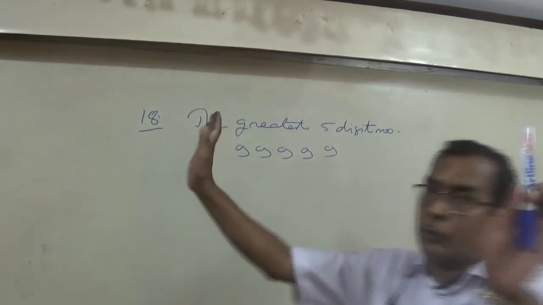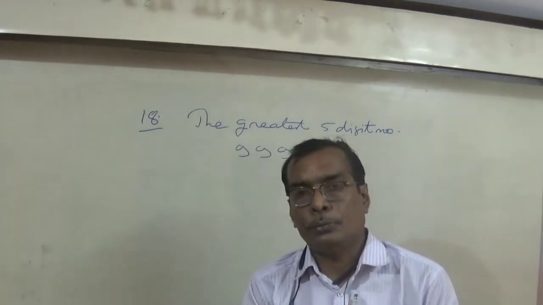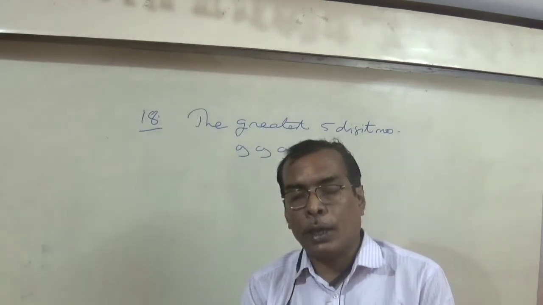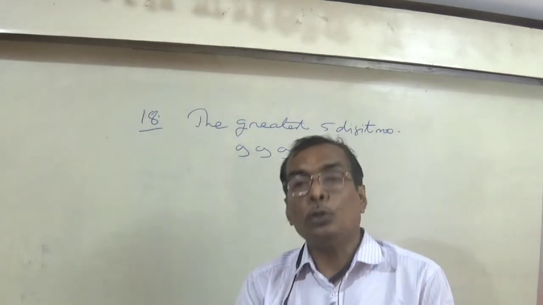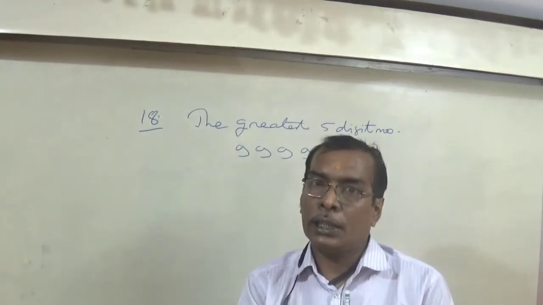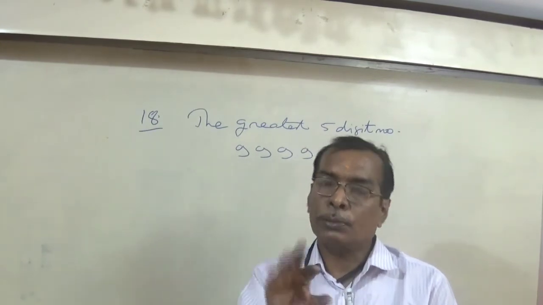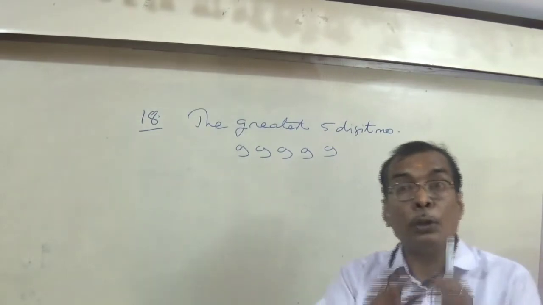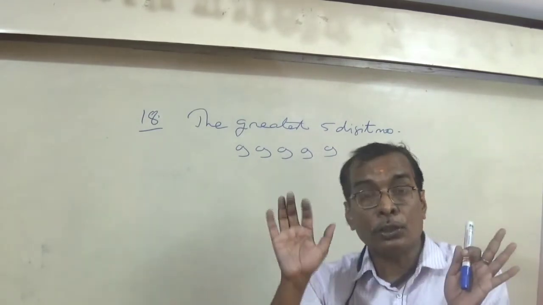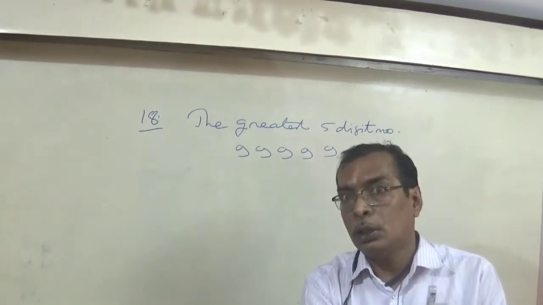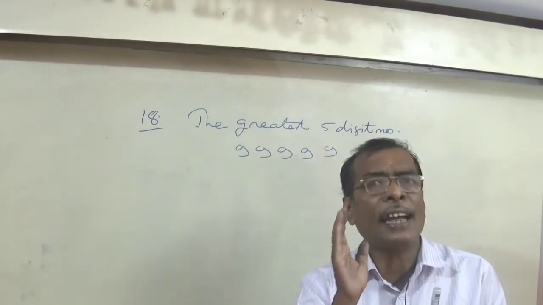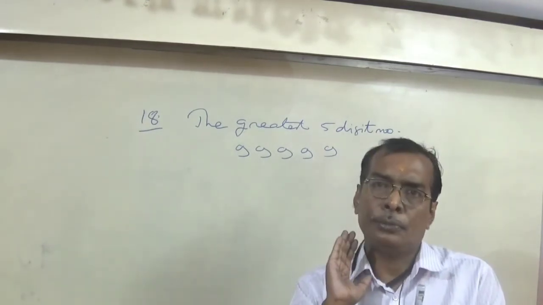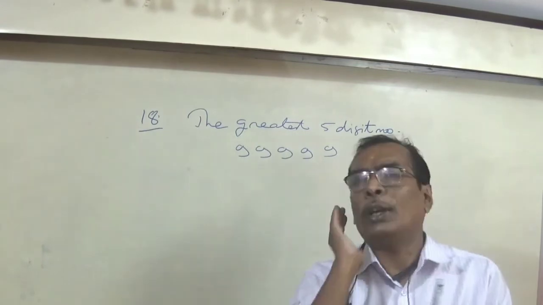This is not a perfect square. You have to make it a perfect square. To make it a perfect square, two things will be required: something to add, or something to subtract. If you add something with it, it will not be 5 digits, it will become a 6 digits number. So you have to subtract something from here.